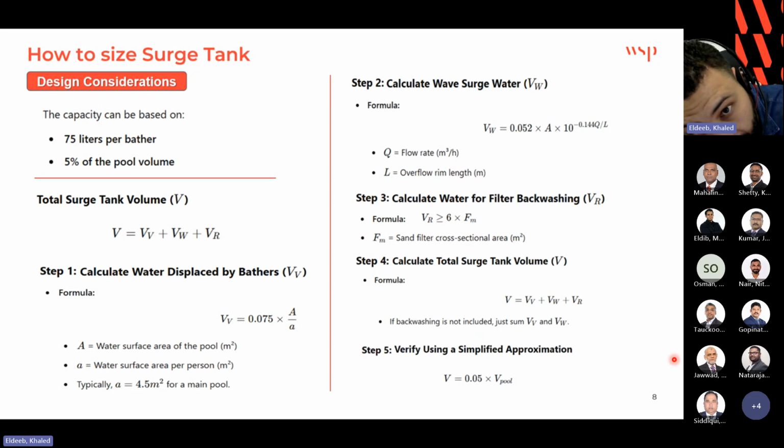Also, the volume of water coming from the wave displacement volume. So we need to consider the water movement due to waves happening from the wind or other activities inside the pool. Also, the backwash volume. We can consider the backwash volume as part of the tank volume if we are going to use it from the tank.